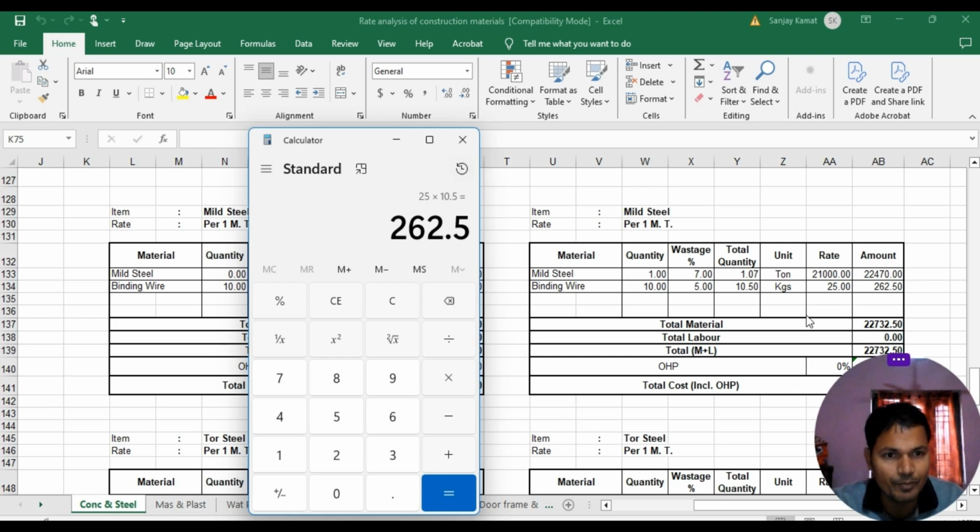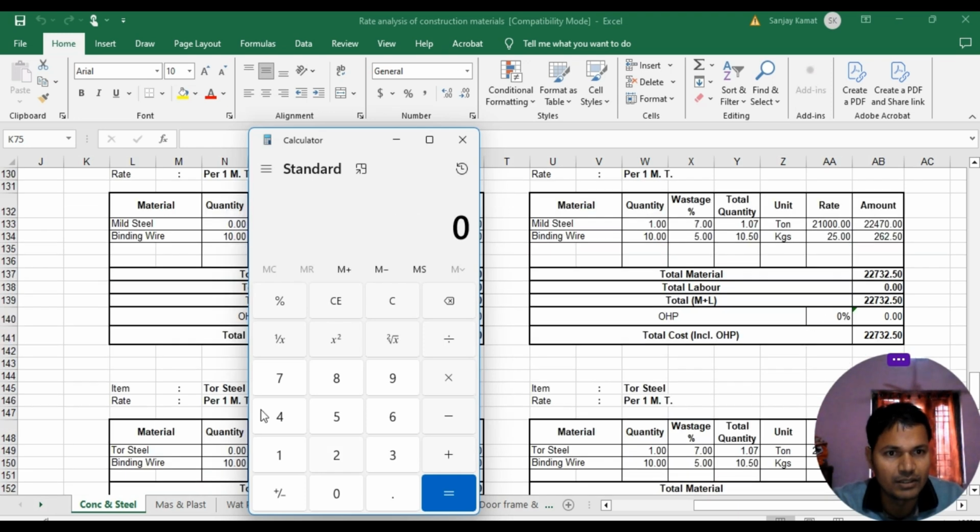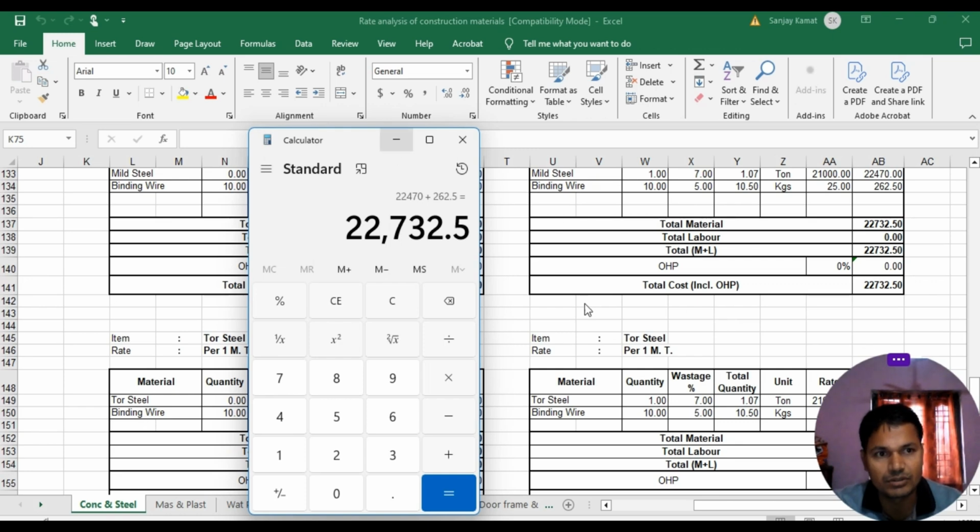So let's do the total. We have 22,470 plus 262.50, which is 22,732.50. So this is absolutely correct. No need to edit this.